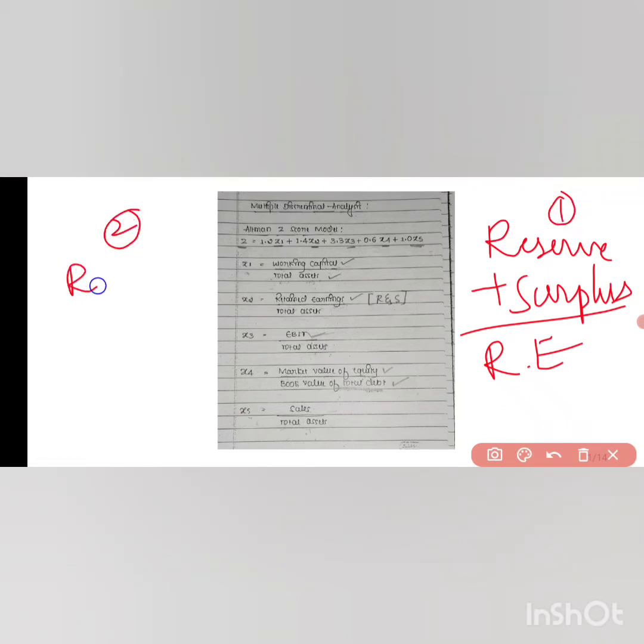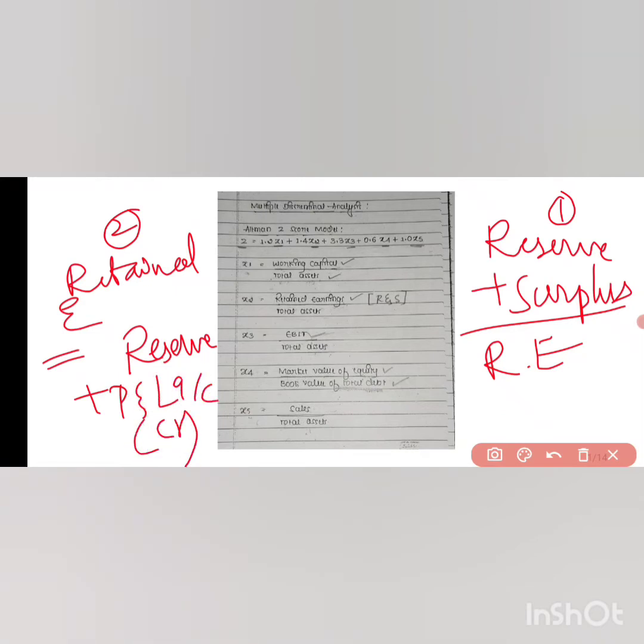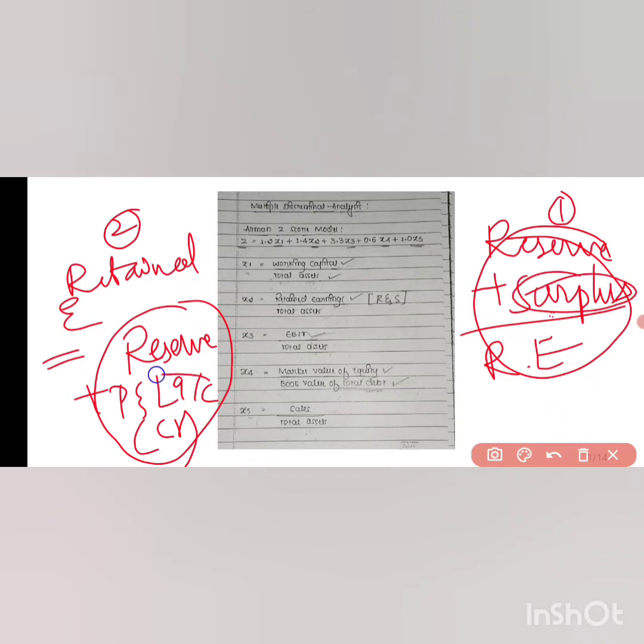Second, retained earnings can be calculated by applying one more formula, or by just adding up two things: reserves plus profit and loss account credit balance. Okay, the second one and the first one are the same, just here the word surplus is used, and here the words profit and loss account credit balance are used. Okay, so there are no changes in it. I'll show you in an example.